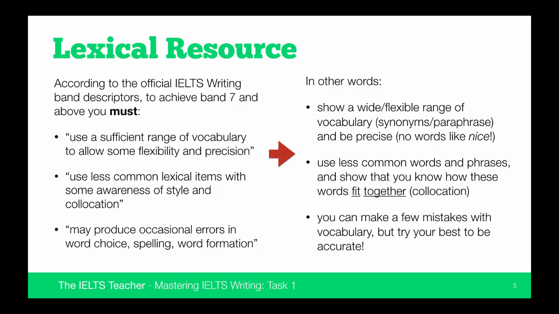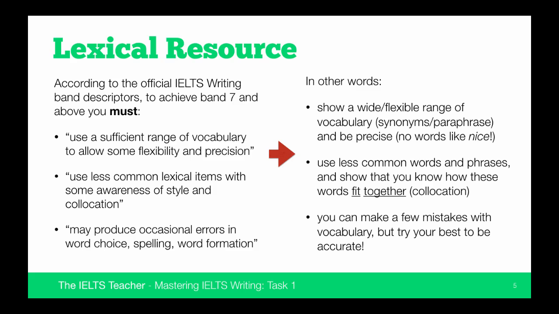Particularly when it comes to data, you might say just above or just below, for example. Use less common words and phrases and show that you know how these words fit together. That's what collocations are. They're words which fit together. You see them regularly together. So fit together is actually a collocation itself. Now, you can make a few mistakes with your vocabulary and still score a band 7.